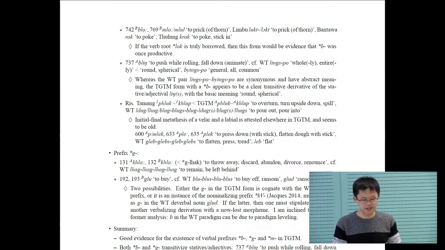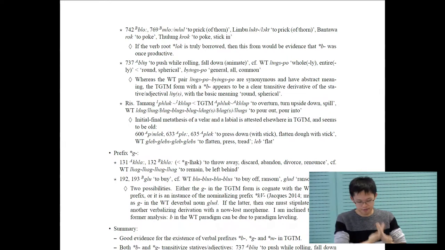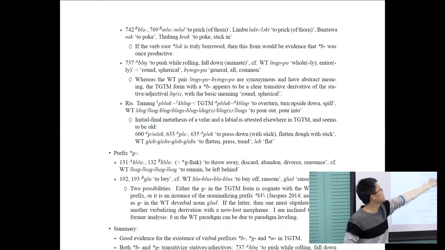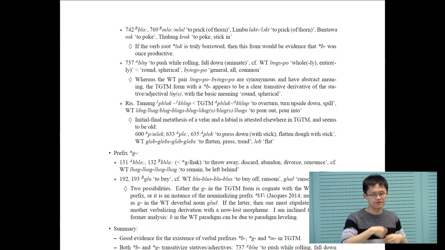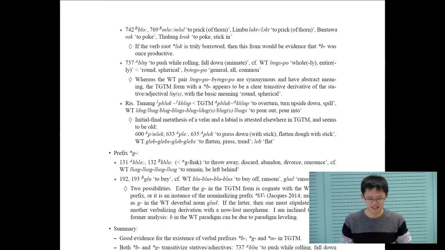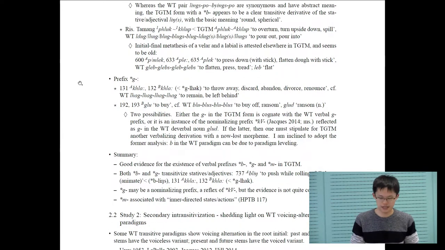Now, what's also interesting in Tamangic is that you have this initial-final metathesis of a velar and a labial. And this is actually, it's strange, but it's actually attested elsewhere in TGTM. So when you have plek, basically a word plek, to press down, to flatten dough with a stick, in written Tibetan you have, in fact, gleb. And this gleb word is itself a verb, a denominal form involving the verbal prefix g from the adjectival stem leb, flat. So you have gleb in written Tibetan being cognate with Tamang gleb, which then became metathesized to plek. So these are pretty good cognates for the presence of prefix b in TGTM.